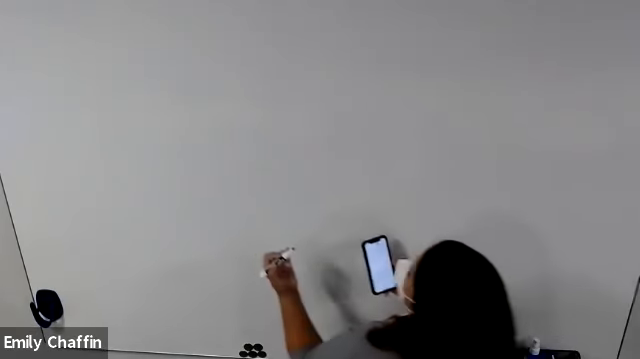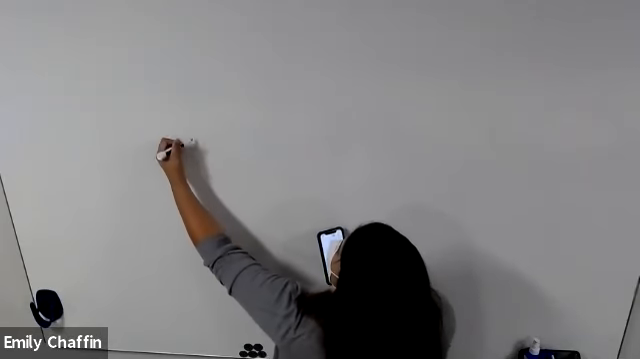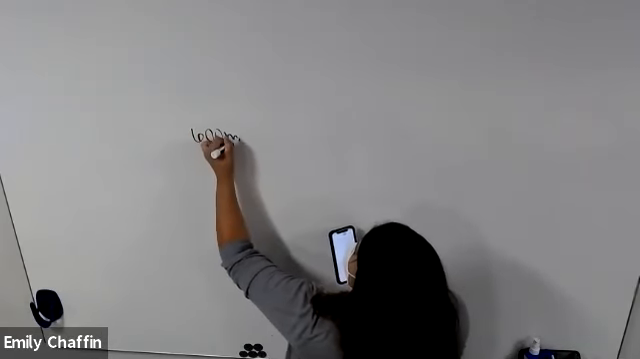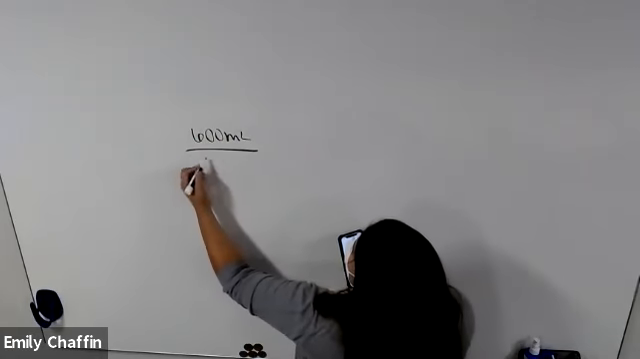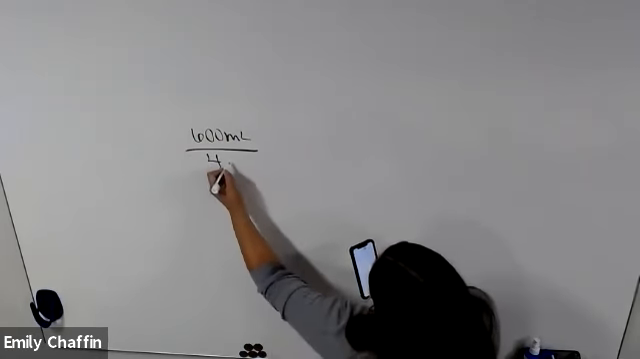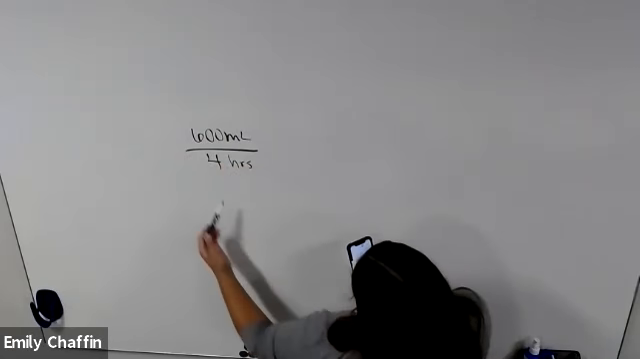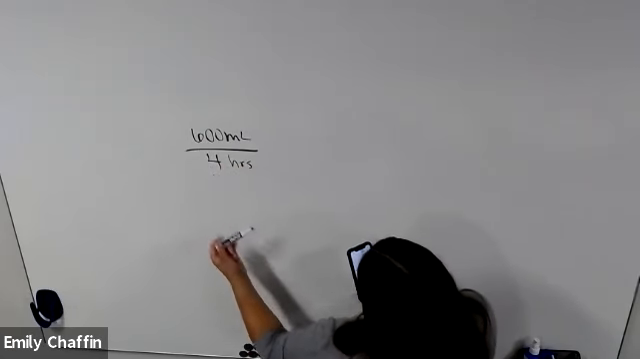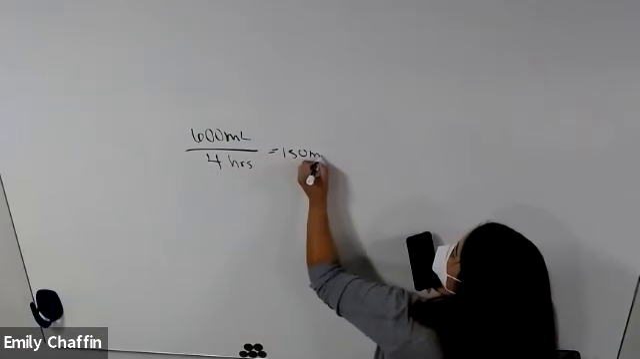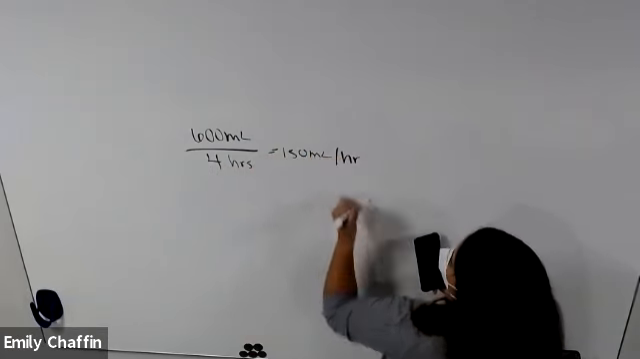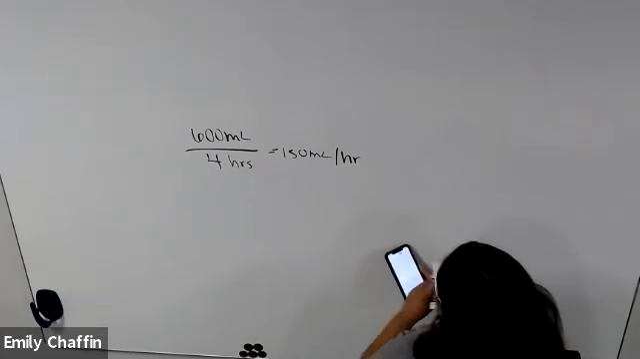We'll give another example problem. So if you have 600 mLs of fluid that you need to give your patient, and you have only 4 hours to do it, it's essentially 600 divided by 4, which equals 150 mLs per hour, is what you would set your IV pump at.